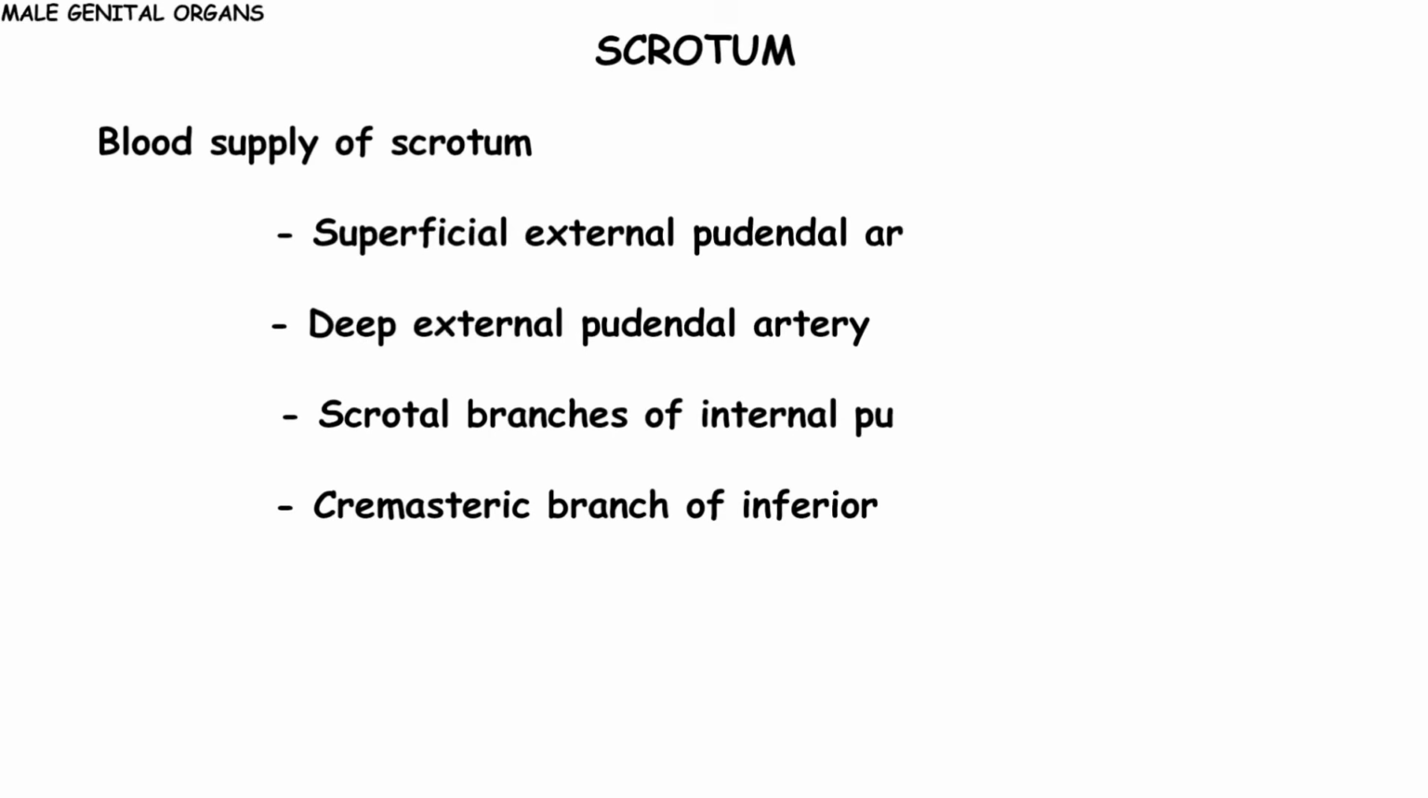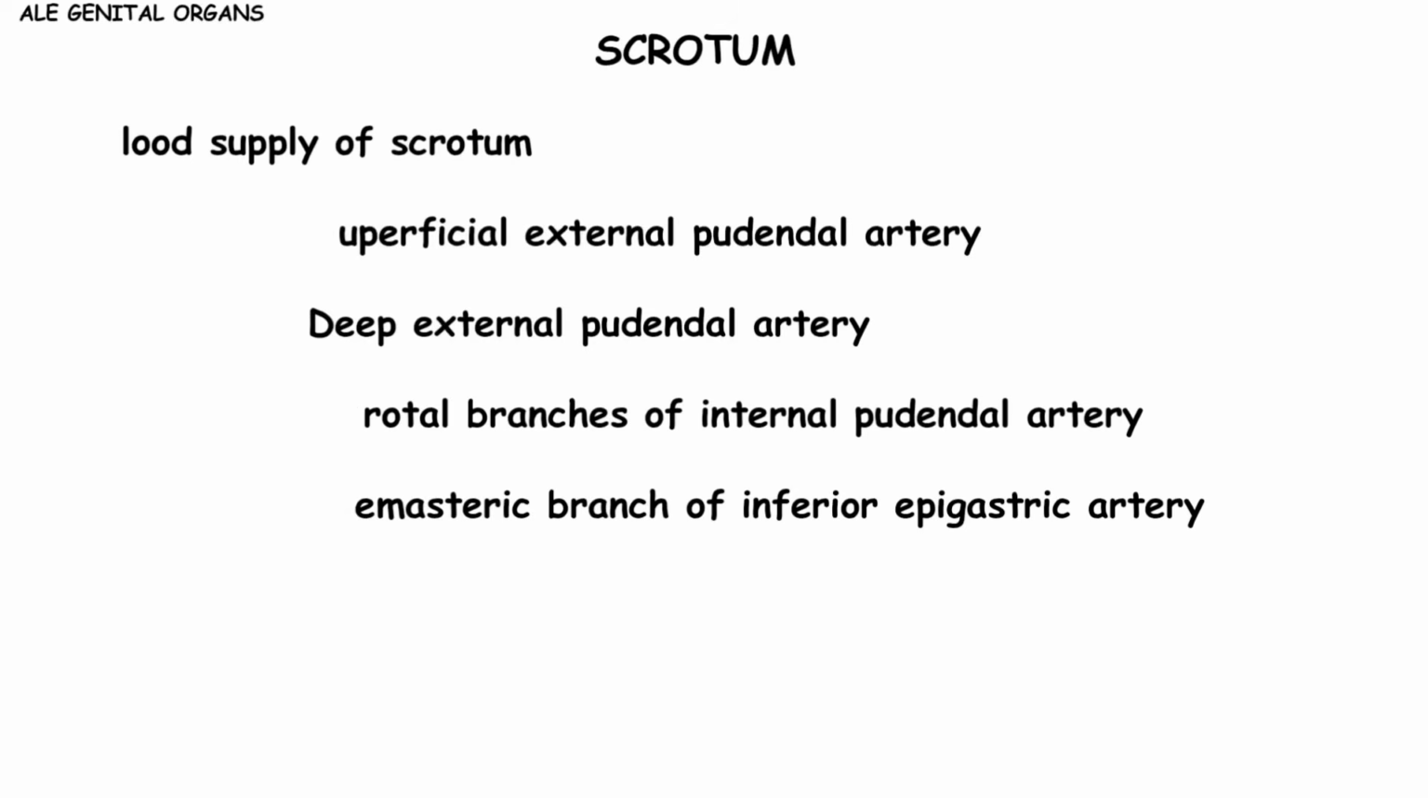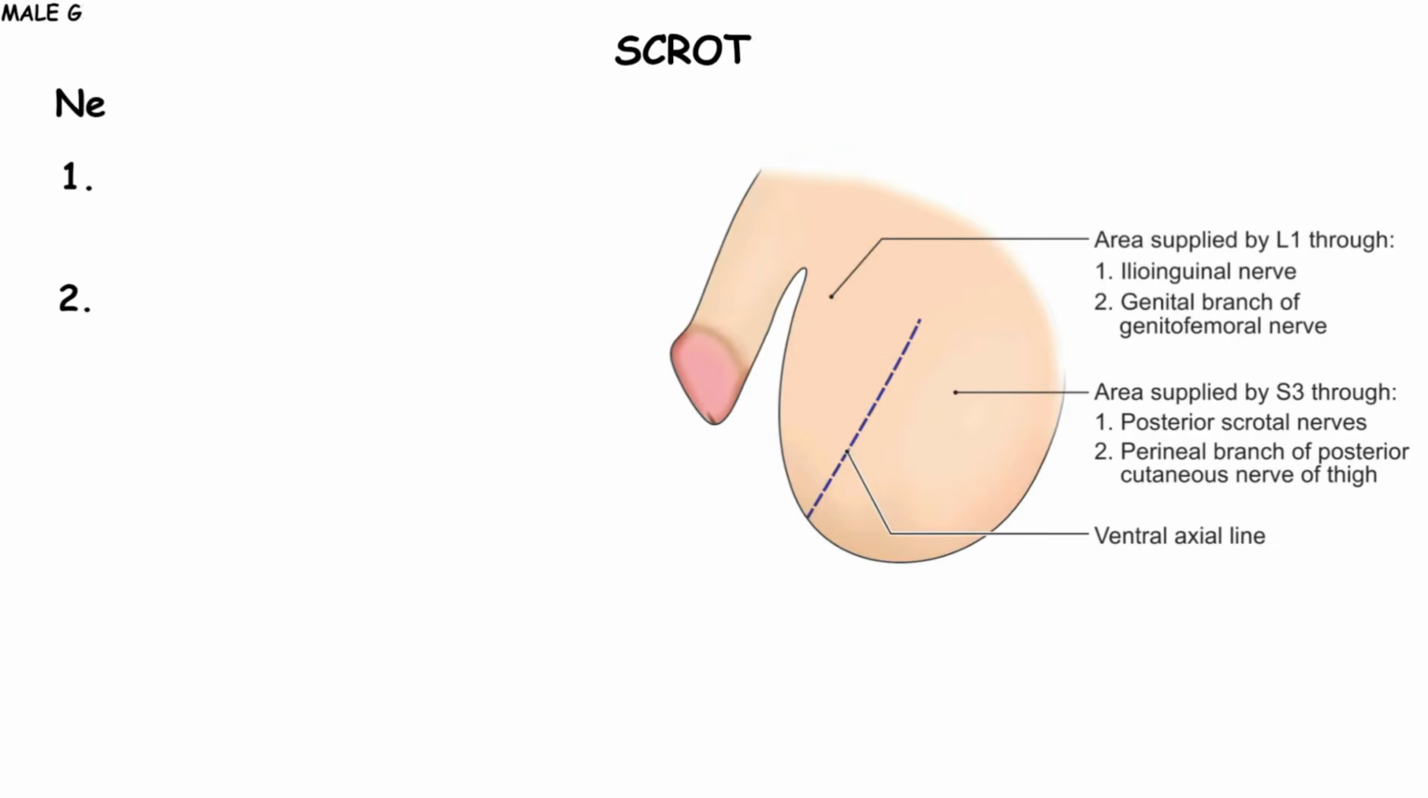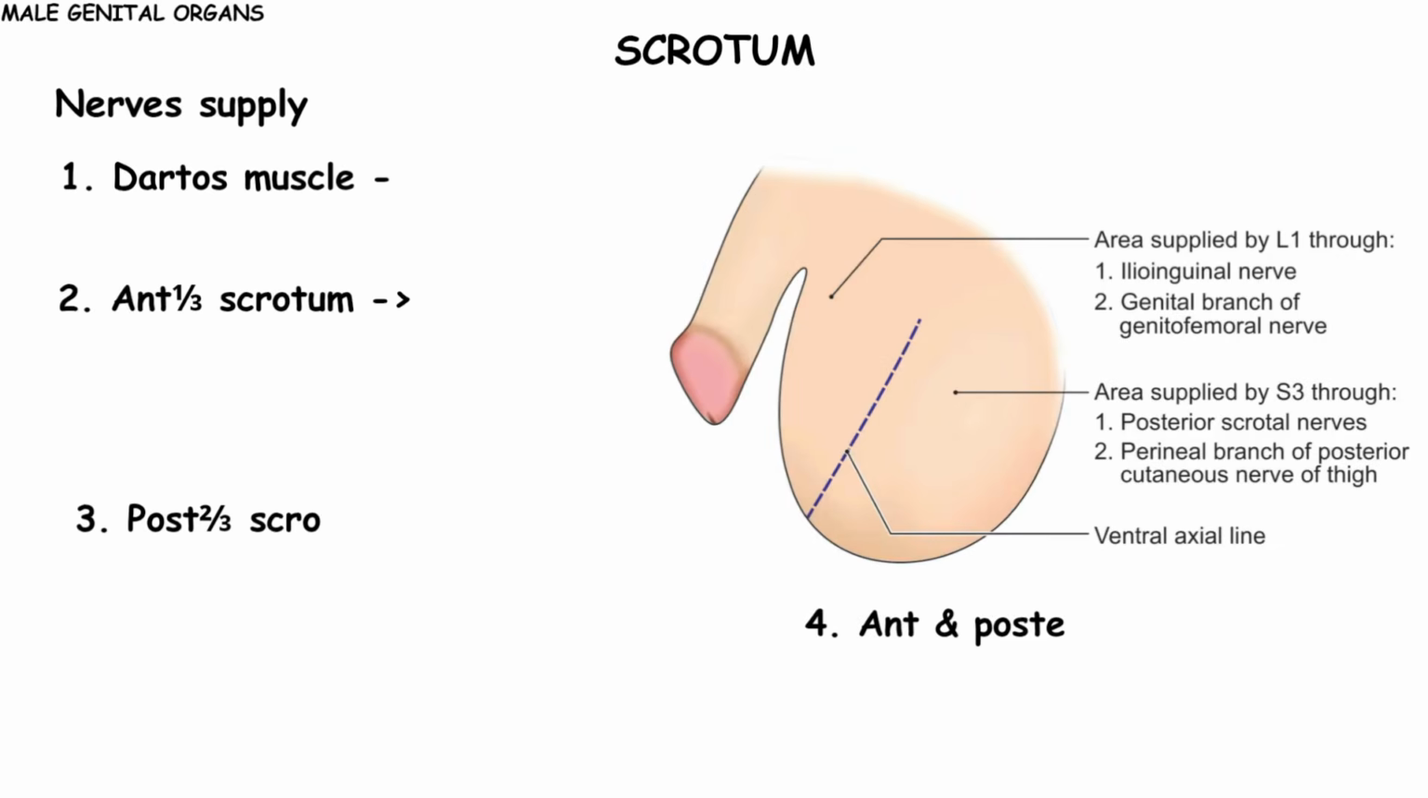Deep to that, the testis is present. Blood supply of the scrotum: superficial external pudendal artery, deep external pudendal artery, scrotal branches of the internal pudendal artery, and cremasteric branch of the inferior epigastric artery. Nerve supply of the scrotum.